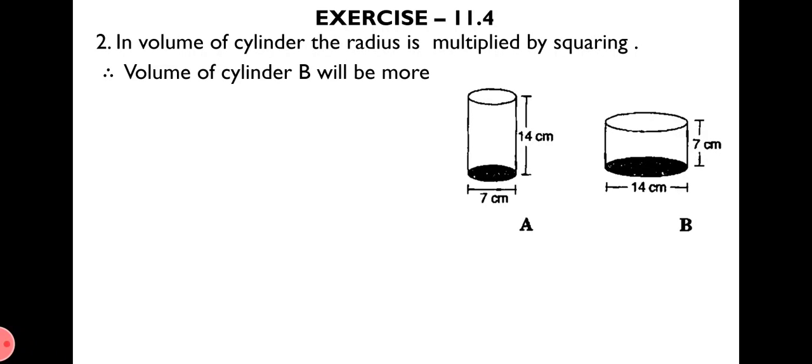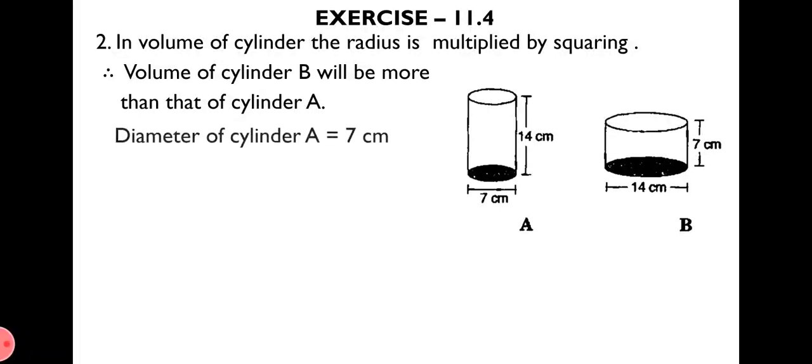Therefore volume of cylinder B will be more than that of cylinder A, because here you can see that the diameter of cylinder A is 7 cm and B is 14 cm, means B is having more diameter, means its radius will also be more. Therefore cylinder B will have more volume, greater volume. Now let's cross check it by actually calculating the volume using the formula.